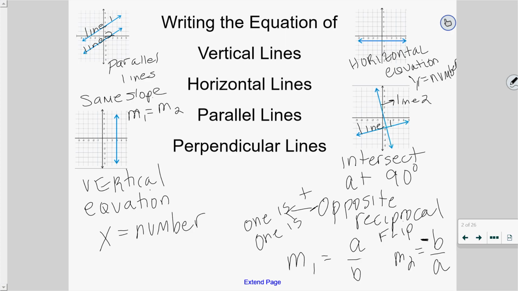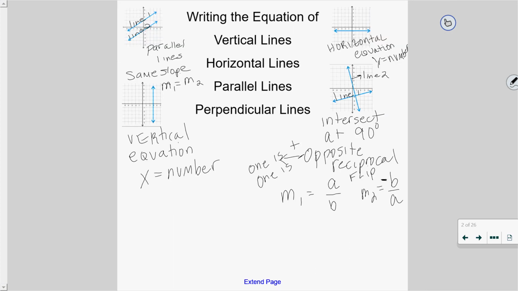So I don't know if you guys heard what Marcus said up here. He said something about 0. Maybe this is what you were trying to remember, Marcus. When you multiply them, you don't get 0. You get negative 1. Okay? That's what opposite reciprocal means.